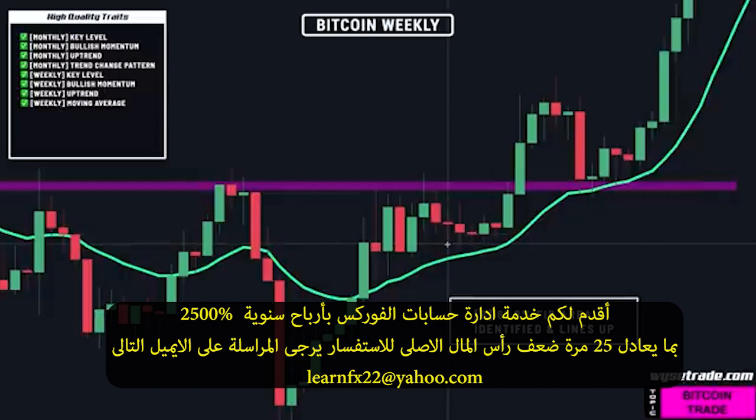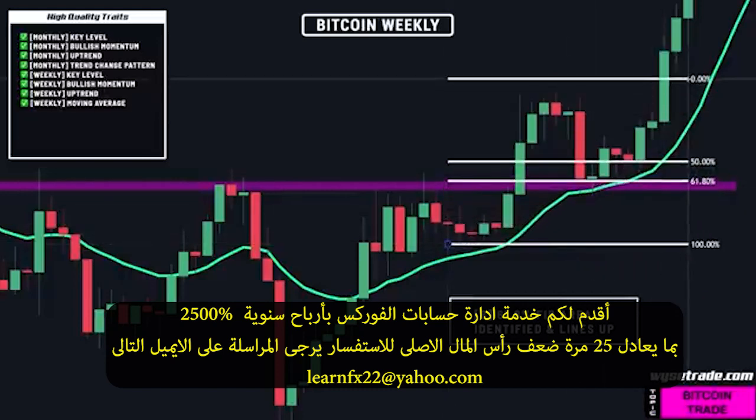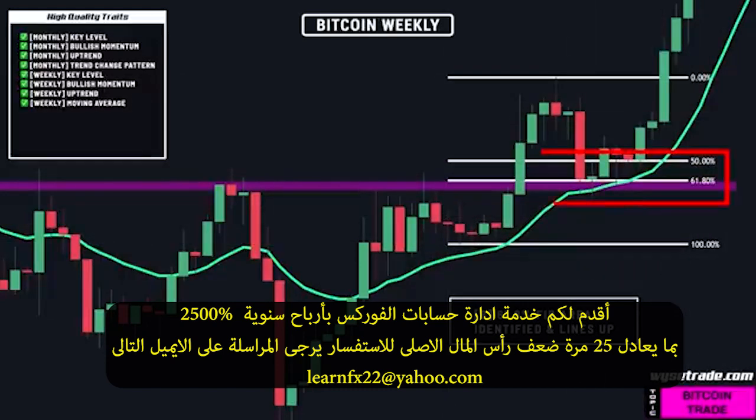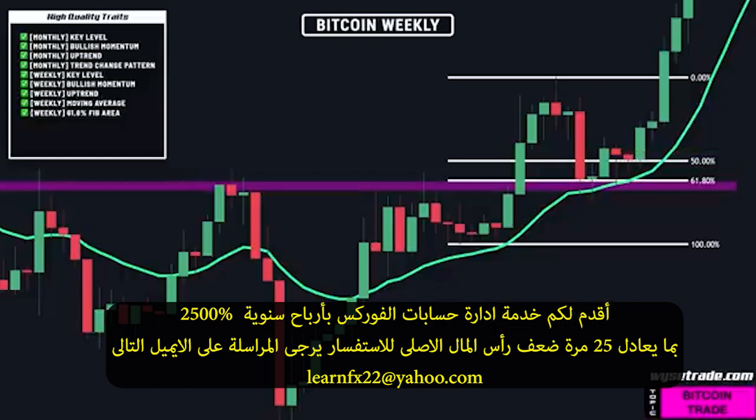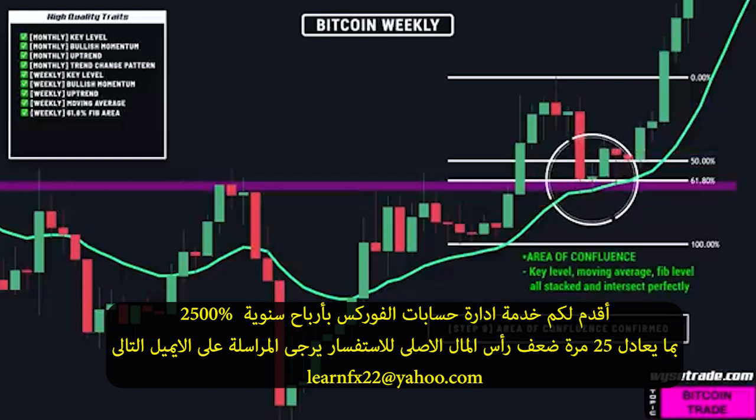Next, with the fib tool, click at the swing low, drag it to the swing high. And notice how the 61.8% fib area also lines up with our trade opportunity. This then gave you your area of confluence.